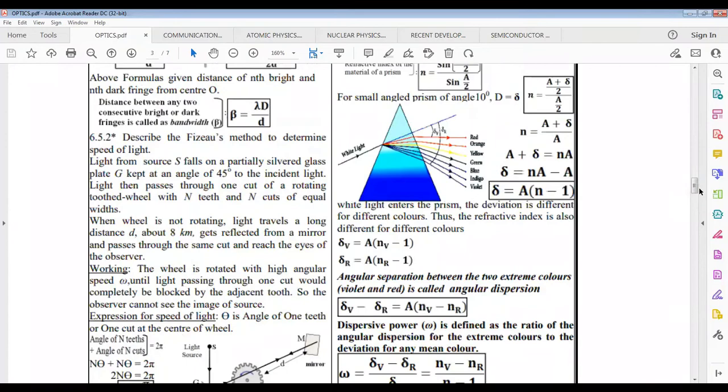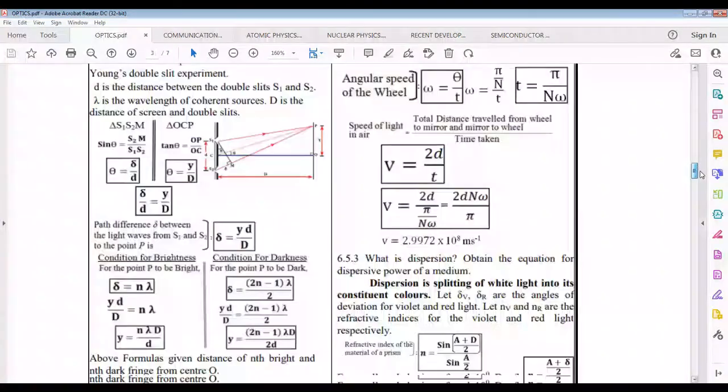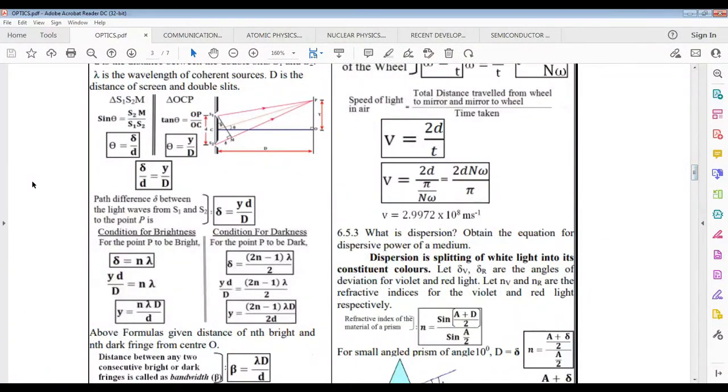We were discussing Young's double slit experiment. We are finding the path difference. In order to find the path difference, you should understand this diagram. Actually, this is the path difference. This is nothing but your S2M, so this S2M we have to find out. This is expressed as delta.